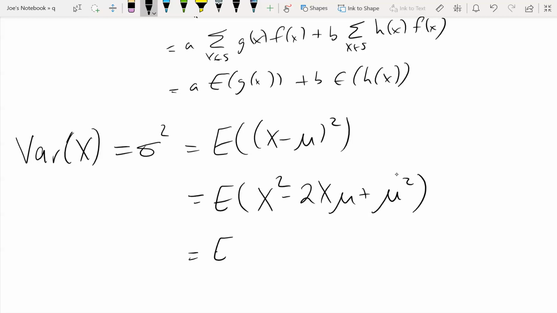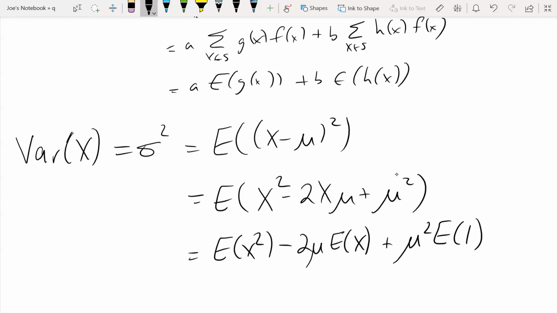So this is the expected value of x squared minus 2 mu expected value of x plus mu squared expected value of 1. I did that on purpose. I literally just broke it up over the sum and the difference, and pulled out things that I knew were constants. 2 was a constant, mu is a constant, mu squared is a constant, right? When I pulled out the mu squared in the other part, that said expected value of 1.